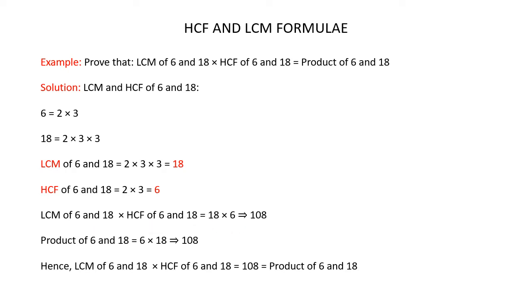So now we found that LCM of the two numbers multiplied by HCF of the two numbers 6 and 18 is 108, and product of the two numbers 6 and 18 is also 108. So LCM of 6 and 18 multiplied by HCF of 6 and 18 is equal to 108, which is also the product of 6 and 18.